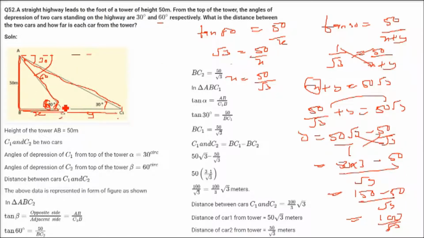So x, the distance of the first car from the tower, is 50 by root 3. The distance between these two is y, which is 100 by root 3. To find x plus y, the distance of the second car from the tower, we'll just add them. So it will be 50 by root 3 plus 100 by root 3. This is going to be 150 by root 3. Right? This is the answer.